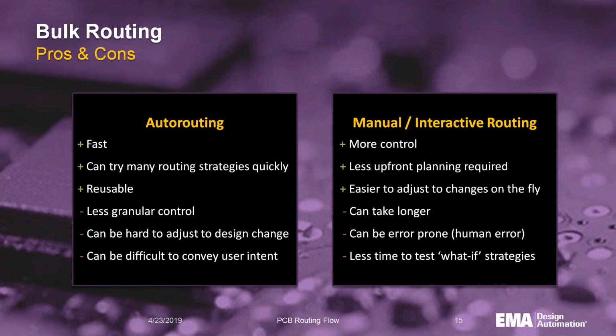The manual routing, you have a lot more control. You don't have to plan as much ahead of time. You can adjust to changes or ECOs on the fly. However, it takes a lot longer, and it can be error prone, and you have a lot less time to try different strategies. So these are the things to consider.